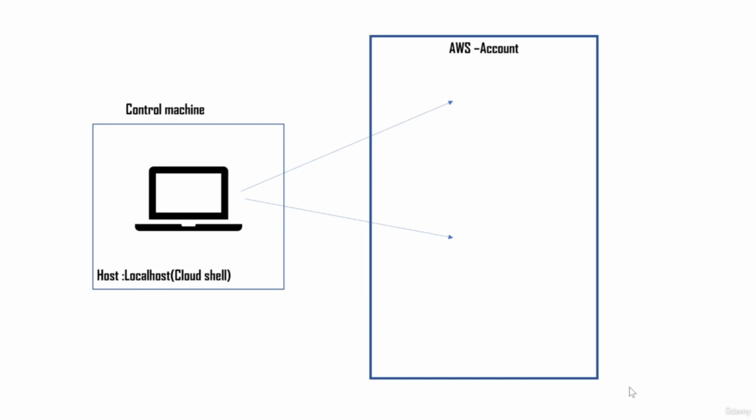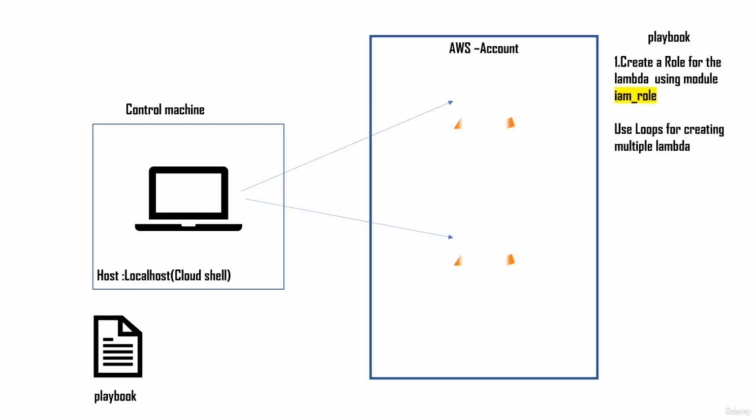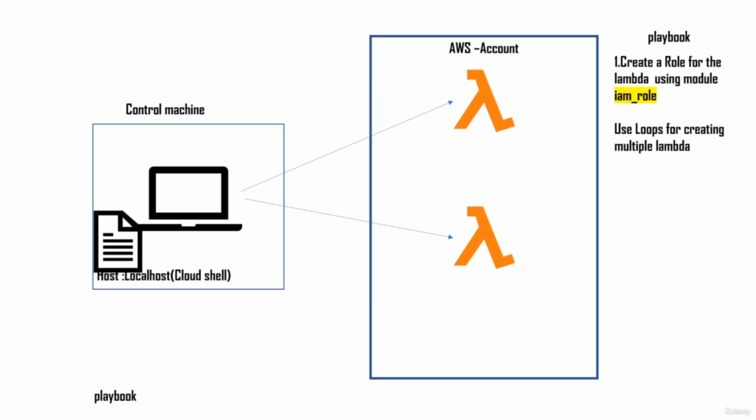In this particular chapter, our main intention is to create lambdas using loops. We will create just one task, and using that one task we will create two lambdas. And apart from the lambdas, the other thing that we will create is a role, and that role we will assign to those lambdas that we have created.